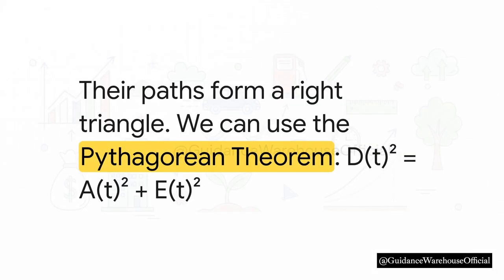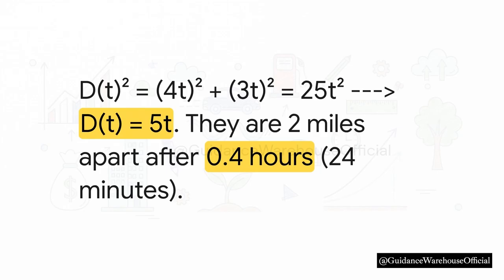Okay, now here comes the clever part, the real aha moment. Because they're walking east and south, their paths form the 2 sides of a right triangle. And the distance between them, that's the hypotenuse. Which means we can link their 2 separate models together using the good old Pythagorean theorem. So when we plug their distance formulas into the theorem and simplify it all down, something kind of magical happens.